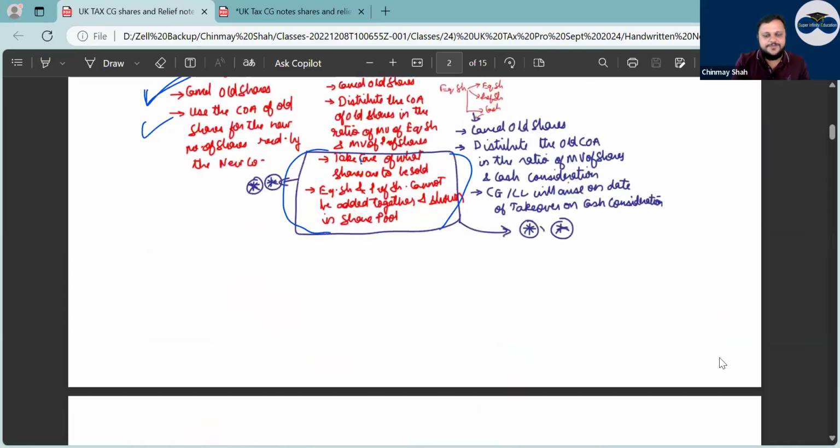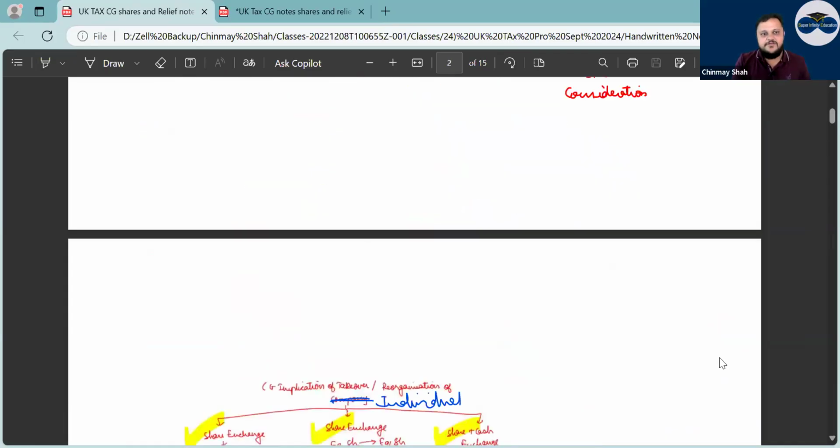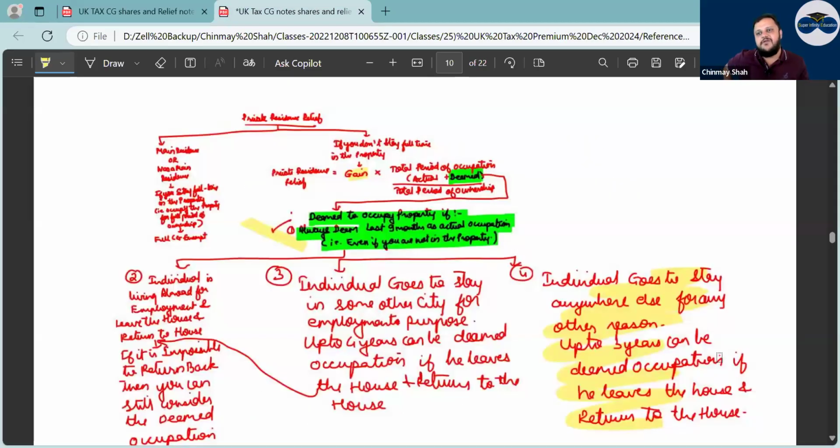Now, can we go into reliefs? Reliefs for individuals. The first thing is private residence relief. What is private residence relief? Whenever a main residence is sold, and if you have stayed full time in the main residence, then no tension at all. Full CG will be allowed as PRR, private residence relief.